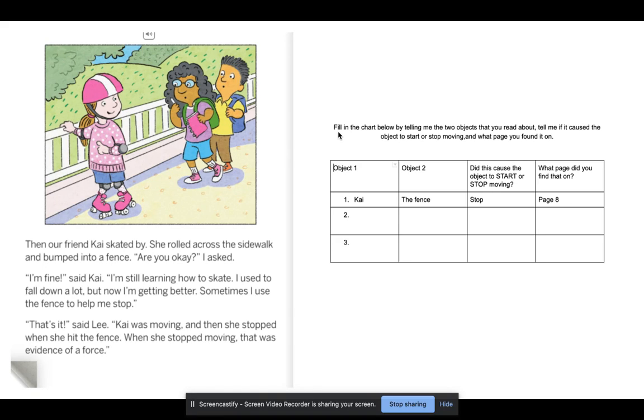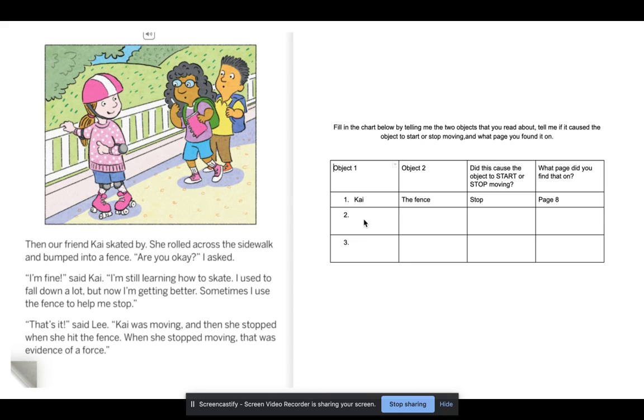Let's look at your first assignment. It says fill in the chart below by telling me the two objects that you read about. Tell me if it caused the object to start or stop moving and what page you found it on. So I have my first example. I have my object 1, which was Kai. She was rollerblading. And object 2 was the fence that helped her stop. The third question said, did this cause the object to start moving or stop moving? And I told you what page I found it on.